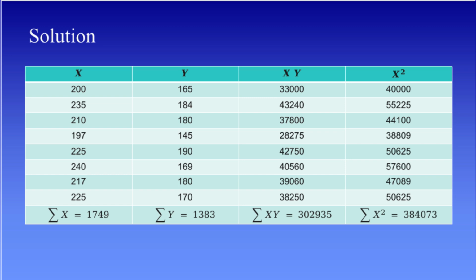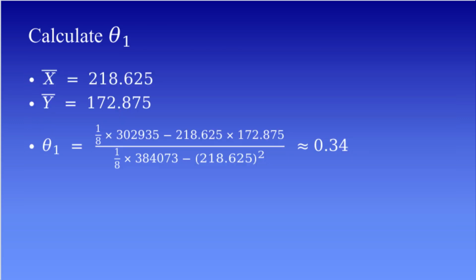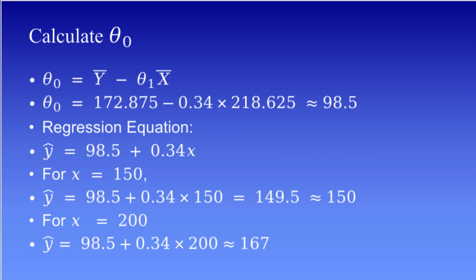For that, we calculate the value of xy and x squared for each data point. And then calculate the values of summation of x, summation of y, summation of xy, summation of x square. And then calculate x bar and y bar and find the value of theta 1. After that, calculate the value of theta 0 and find the regression model. Then we calculate the value of y predicted for x equals 150 and x equals 200.